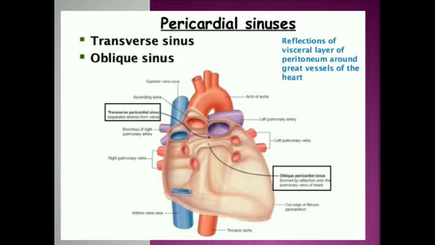So next, what you're looking at is called the pericardial sinus. These are the parts of the pericardial cavity with special significance. The pericardial sinuses are of two types: one is called the transverse sinus, and the other is called the oblique sinus. We will look into what transverse and oblique mean in the next figure.